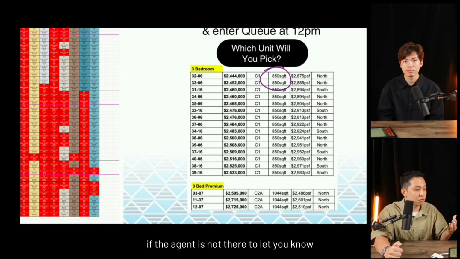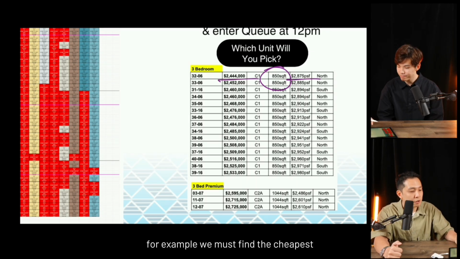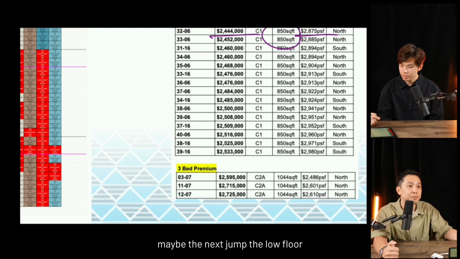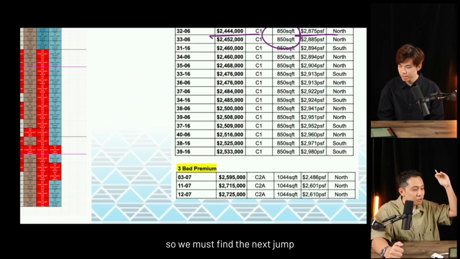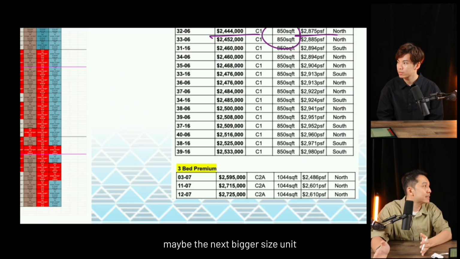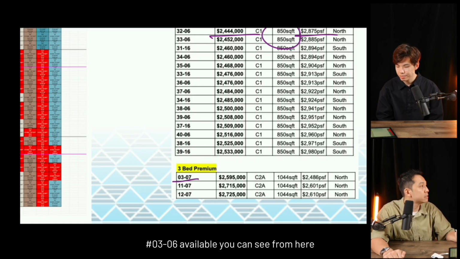If the agent is not there to let you know, of course we can, although here this is the cheapest. We must find the cheapest, maybe the next jump, the low floor, because sometimes the high floor goes up too high, and the per square foot will go skyrocketed, correct? So we must find the next jump, maybe the next bigger size you need. We see if the low floor is still available or not. So for example, now at this point, the low floor 03067 is available.